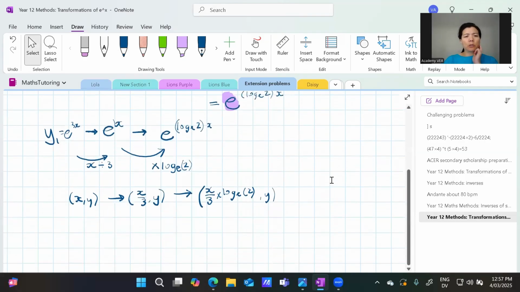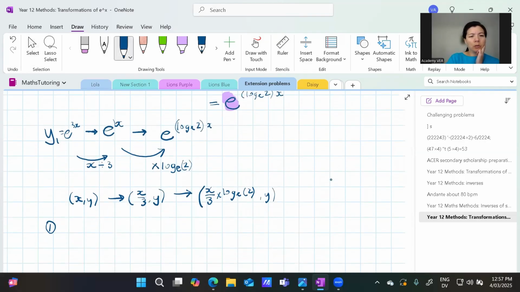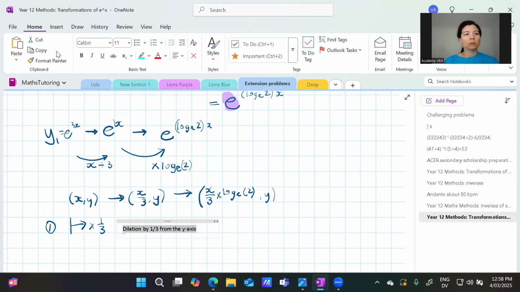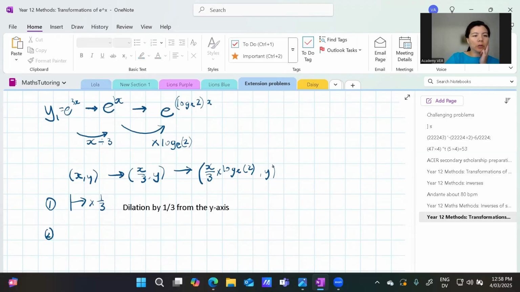So the transformation that has occurred is, first of all, you have multiplied by 1/3 from the y-axis. So that's a dilation by a factor of 1/3 from the y-axis. And then, let's make that a little bit larger, 16 points probably better. And then the second thing that's happened is you have then multiplied by log to the base e of 2 from that same y-axis.